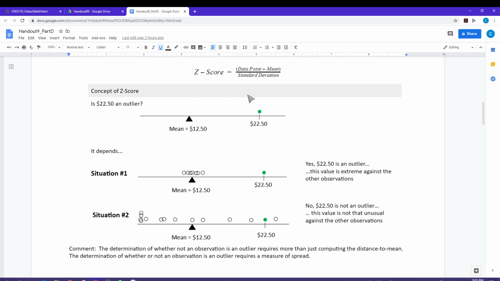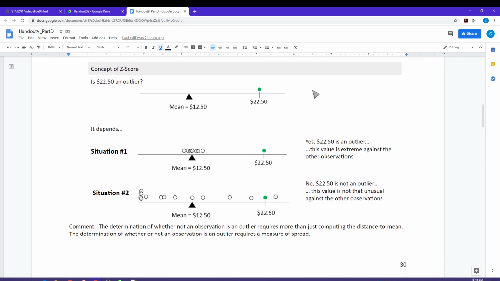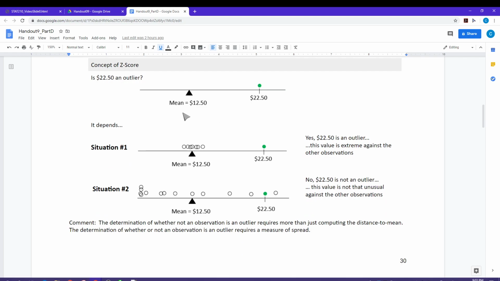All right, so what's just the big idea or concept of a Z-score? Let's just suppose that I have a student who's making $22.50 an hour. So they got a really nice job, $22.50 an hour. A typical student makes about $12.50 an hour. So my question is, is this student an outlier? This student right here is making $10 more an hour than a typical student, but does that mean that student is an outlier?